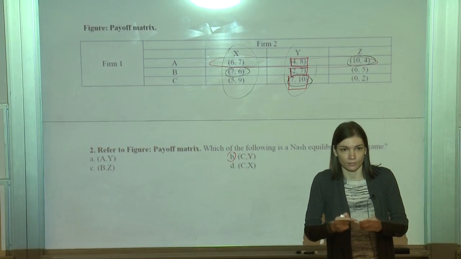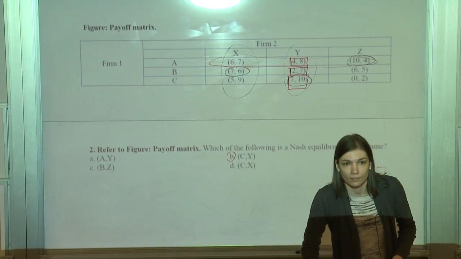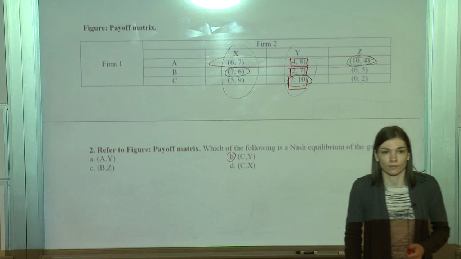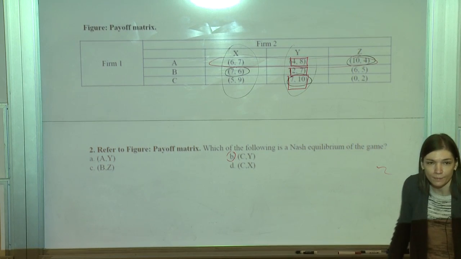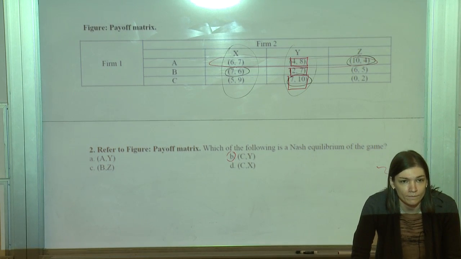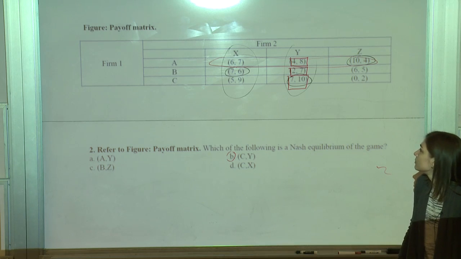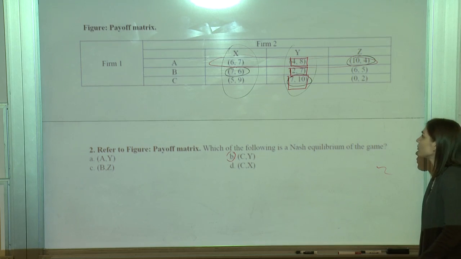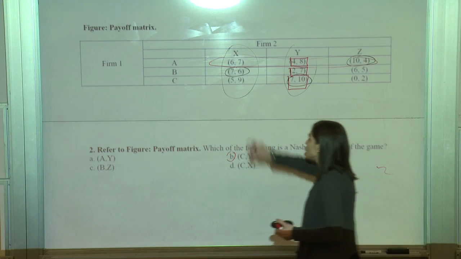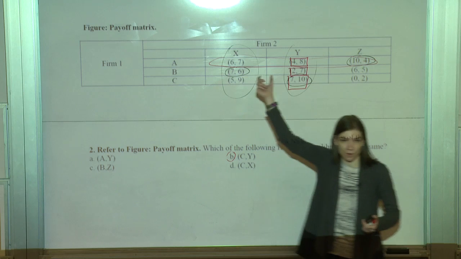Question: since we found three options, BX, CY, and so on, don't you just add those two numbers together to see which one's the highest? From X, you got 7, 6; add those together, that would be 13. And for Y, the highest is 7, 10; add those together, that would be 17. So the question is, shouldn't we add the two payoffs together to arrive at the best possible outcome?